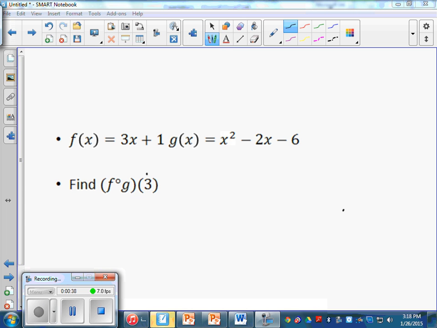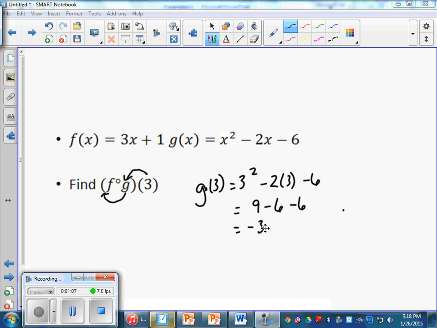All you're going to do is take the number 3 and plug it into the g equation in place of x. You're going to get an answer for that and then plug that answer in for x in function f. So I'm going to start out with g of 3. I take this g of x equation, and everywhere there's an x, I put a 3. 3 squared minus 2 times 3 minus 6, which would be 9 minus 6, which is negative 3.